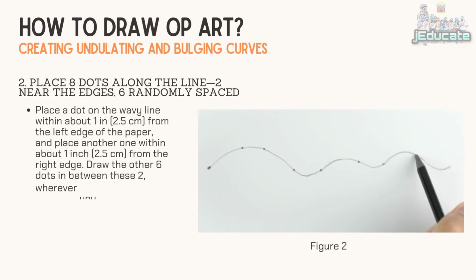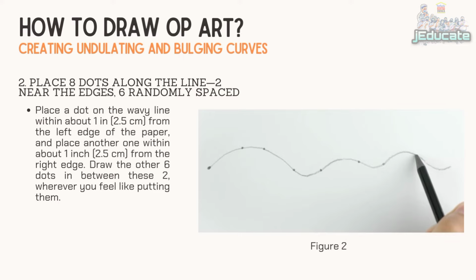2. Place 8 dots along the line, 2 near the edges, 6 randomly spaced. Place a dot on the wavy line within about 1 inch from the left edge of the paper, and place another one within about 1 inch from the right edge. Draw the other 6 dots in between these two, wherever you feel like putting them.